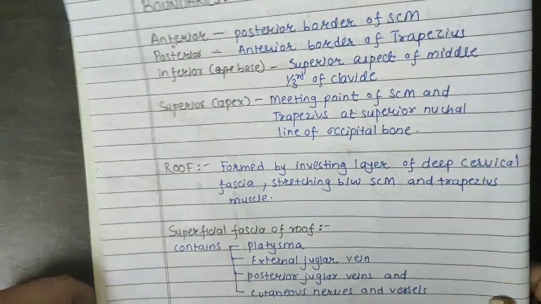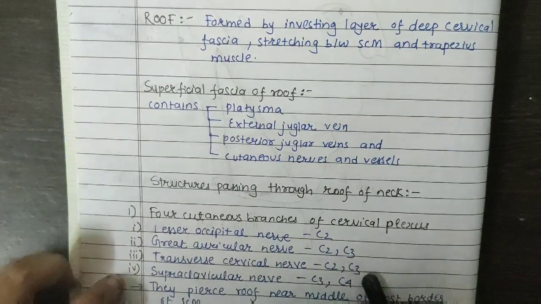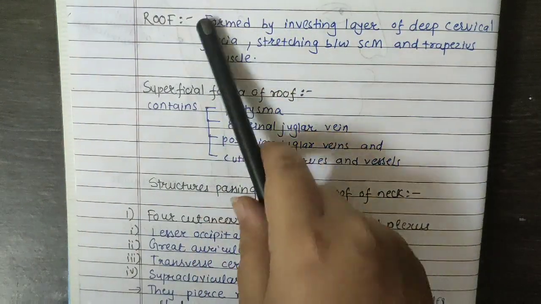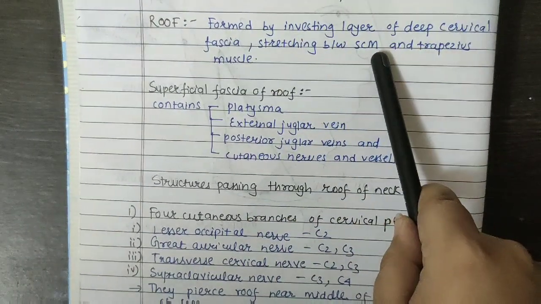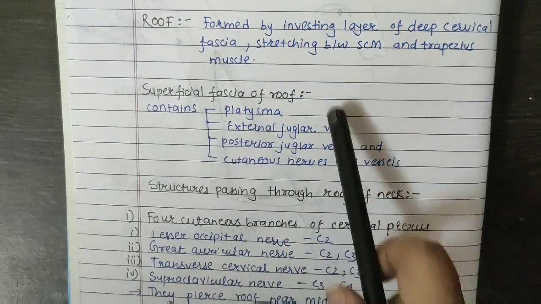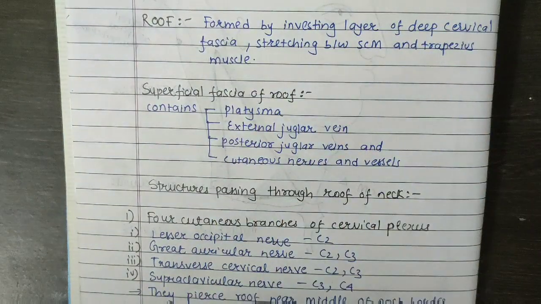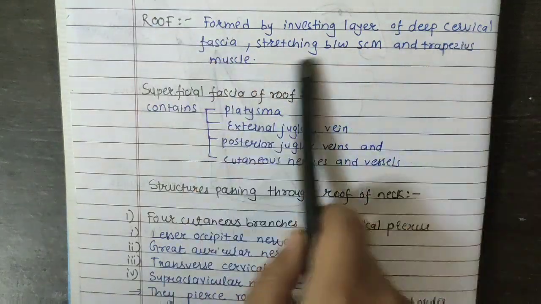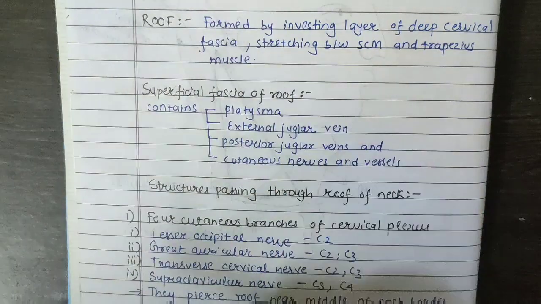Now coming on to the roof. The roof is formed by the investing layer of deep cervical fascia stretching between the sternocleidomastoid and trapezius muscle. मतलब deep cervical fascia के investing layer से रूफ बना हुआ है. This is to be remembered. इसका representation I don't know how to do, so this you have to remember.